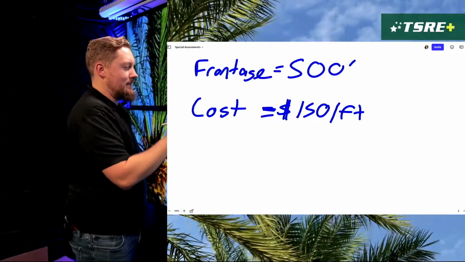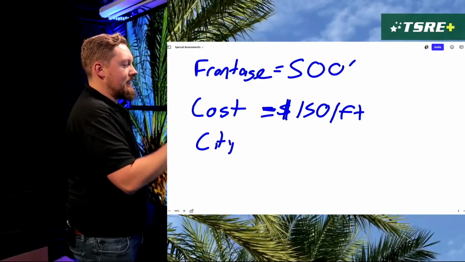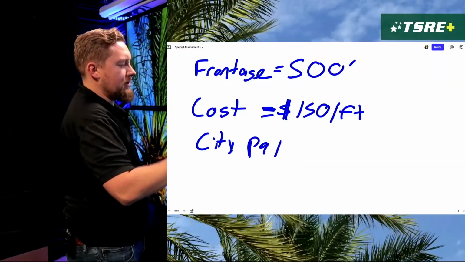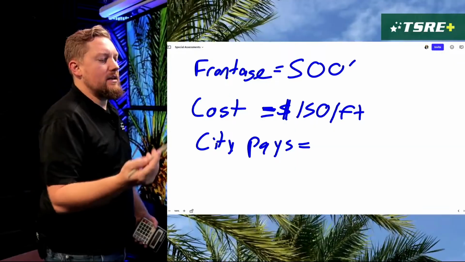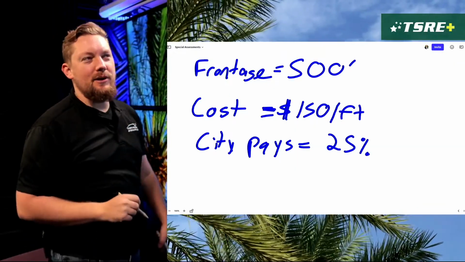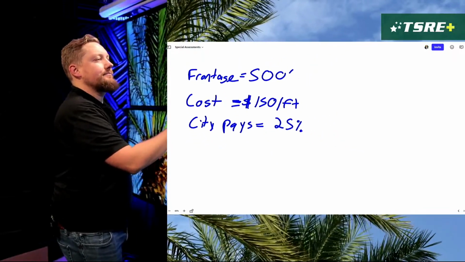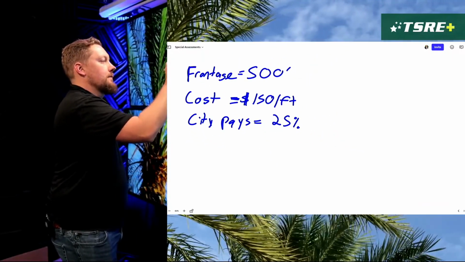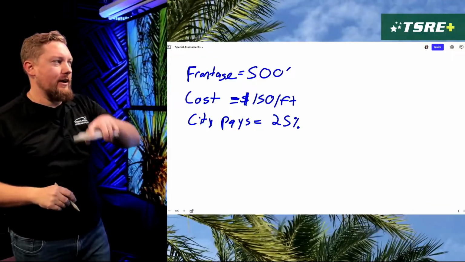So there's our cost. And it's either the city or the county. We'll just call it the city here. The city pays, let's say that they're being cheap. We can only cover 25%. So we've got a frontage.